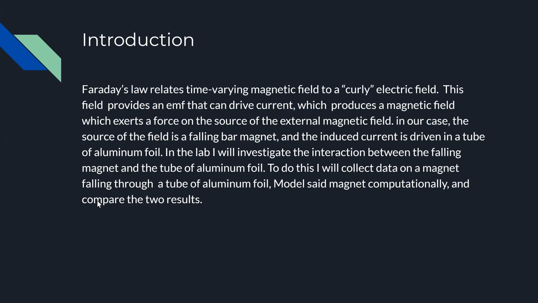Faraday's law relates a time-varying magnetic field to a curly electric field. This field provides an EMF that can drive current, which produces a magnetic field that exerts a force on the source of the external magnetic field. In our case, the source of the field is a falling bar magnet, and the induced current is driven in a tube of aluminum foil.